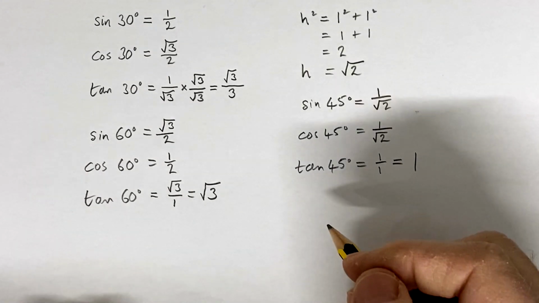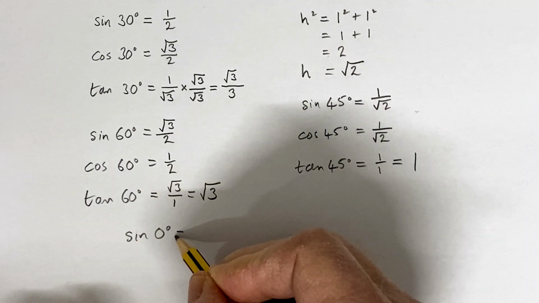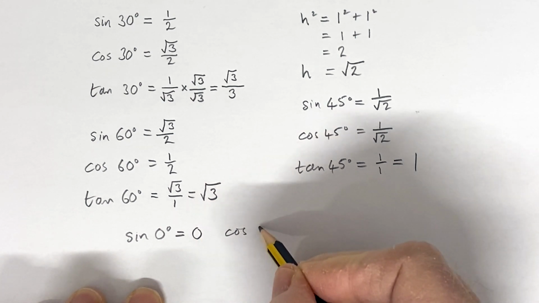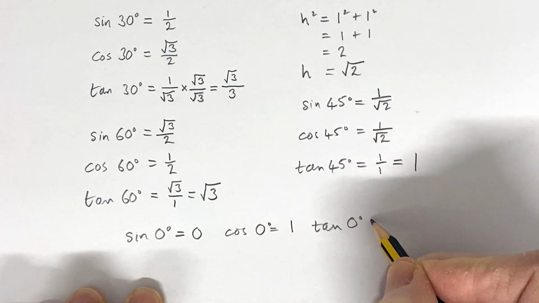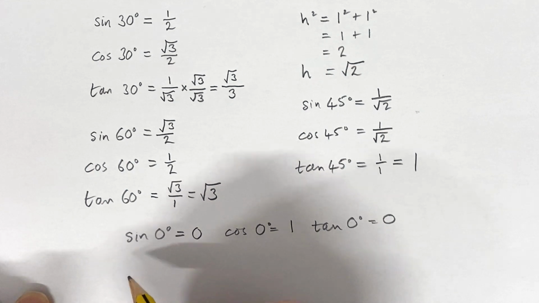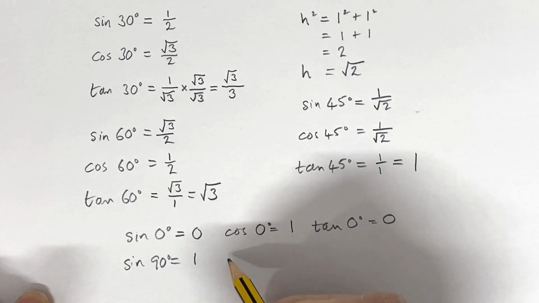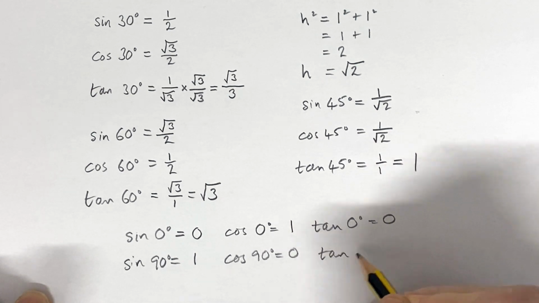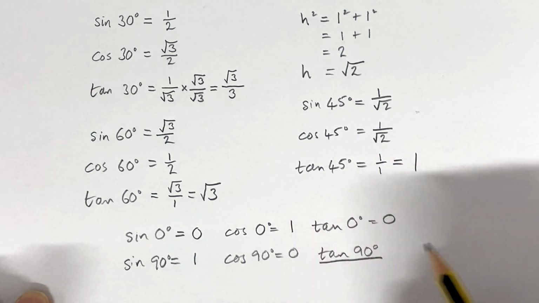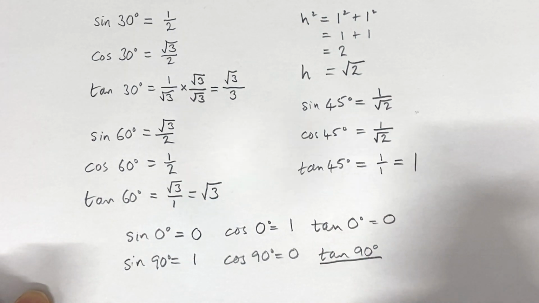Now there are some other values that you need to know that can't be found from those triangles, and I'll show you those now. Sine of 0 degrees is 0. Cos of 0 degrees is 1. Tan of 0 degrees is 0. Then you also need to know sine of 90 degrees, which is 1, cos of 90 degrees, which is 0, and tan of 90 degrees, we say that one is undefined. We can't find a number that's worth tan 90 degrees.